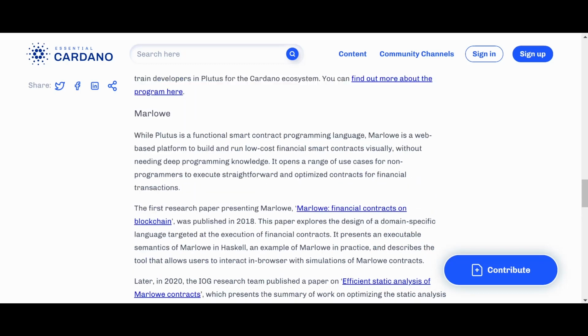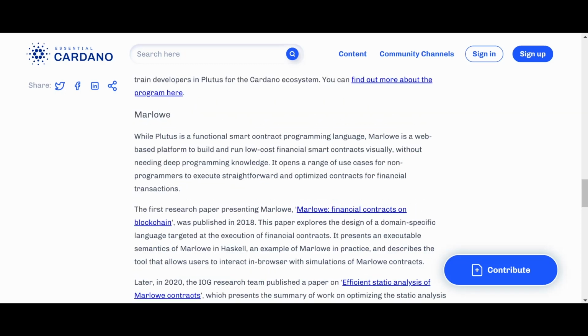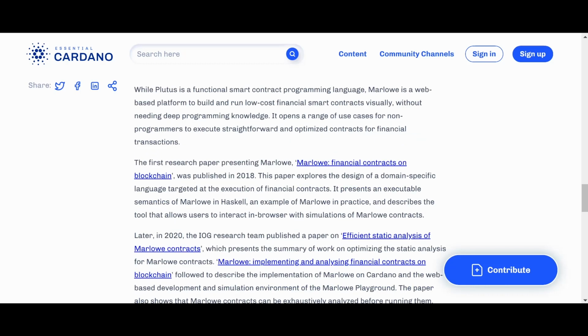Then we go on down to Marlowe. Now this is slept on, the most slept on project in crypto here, Marlowe. Let's take a look. While Plutus is a functional programming smart contract language, Marlowe is a web-based platform to build low-cost financial smart contracts visually without needing deep programming knowledge. It opens a range of use cases for non-programmers to execute straightforward, optimized contracts for financial transactions.